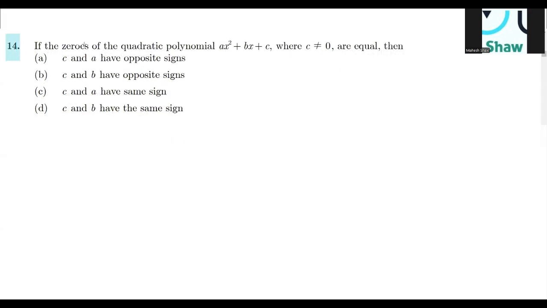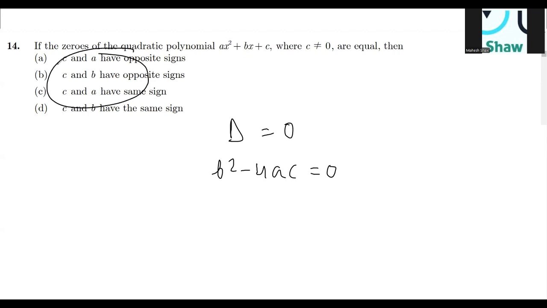Question number 14 from polynomials says the zeros of this quadratic polynomial are equal. So we have D as 0. Let's first write on that part only. So what do you know? D is equal to 0. I'm replacing D with b square minus 4ac is equal to 0. And we have to talk about this sign, right? So determine the sign of this.